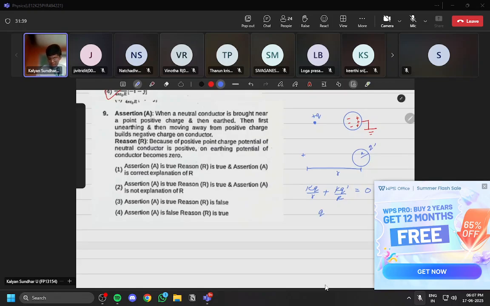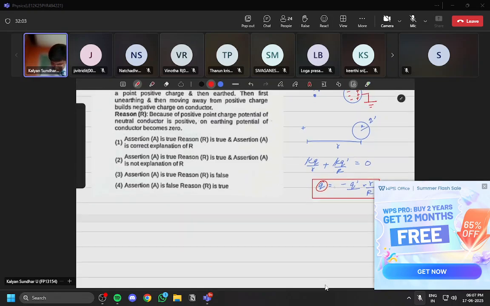Now what is the q value? K will get cancelled. Oh sorry, we have to find q dash, right? So q dash will be equal to minus q into r by R, right? This will be the q dash value.